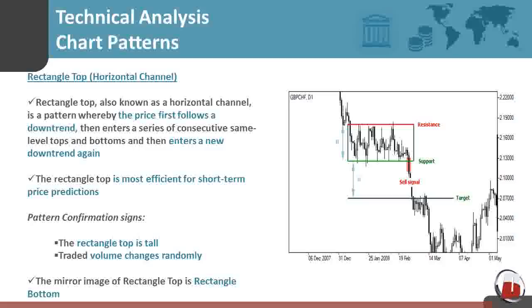Pattern confirmation signs. The rectangle top is tall. Traded volume changes randomly. The mirror image of rectangle top is rectangle bottom.